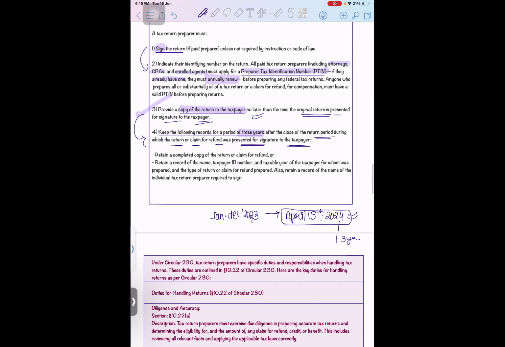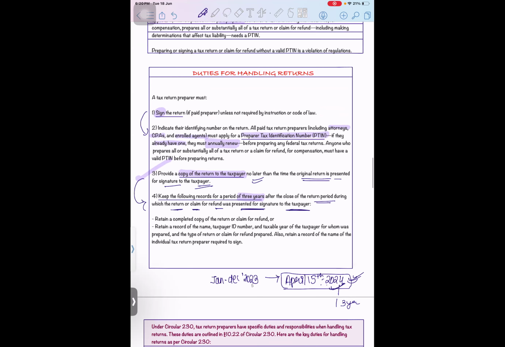So instead of taking 3 years from this date, please understand here, the wordings are important. The statutory limits are in our summary book, where the last 4-5 pages mention only statutory limits. Please understand that this 3 years will start either from the due date of the return or from the date on which we are presenting it to the client for signature, whichever is later. Okay, so this is clear, guys.